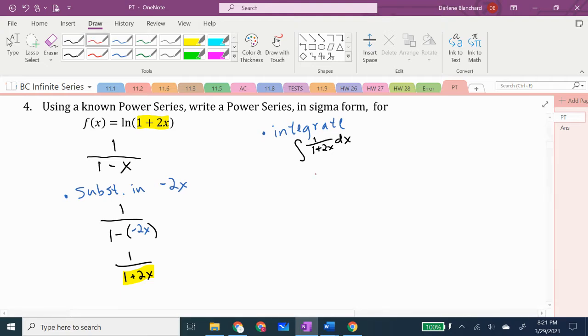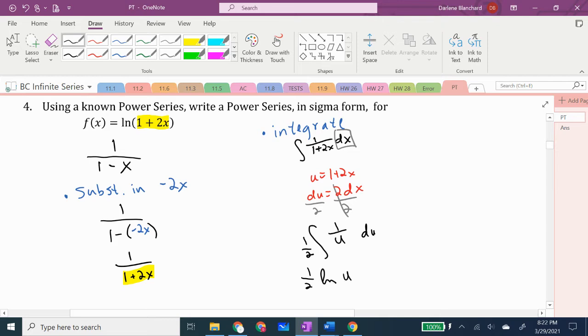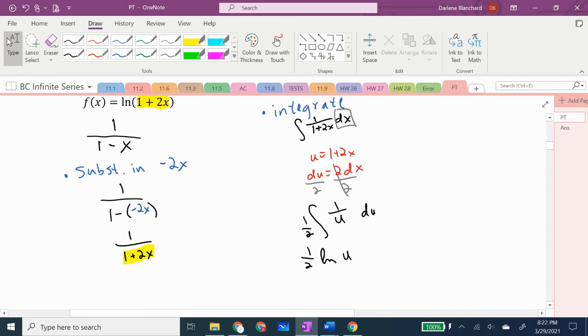I need to do a u substitution. When I divide both sides by 2, I can see that I'm replacing the dx with 1/2 times du, and then I'm left with 1 over u. Integral is 1/2 natural log of u. I don't need absolute values. And then there's a plus c, but the point of integrating right now is to see what function I'm creating when I do the integration.